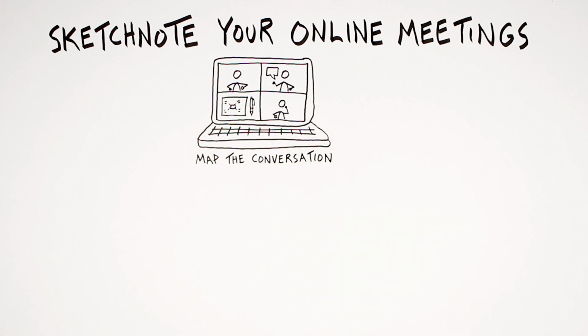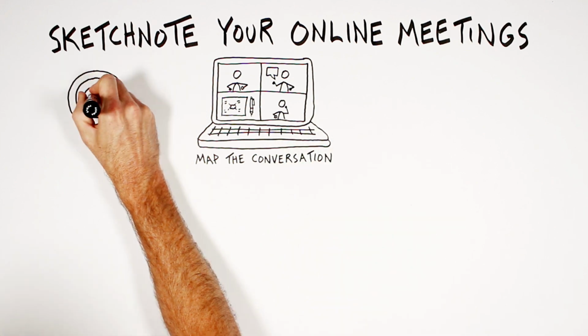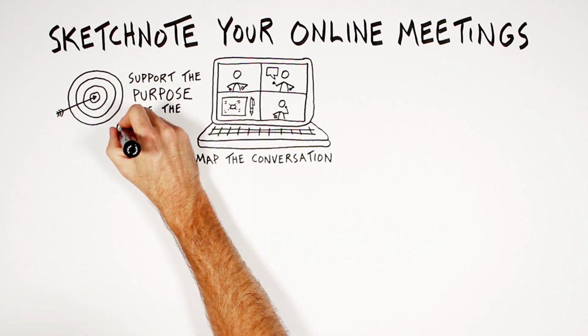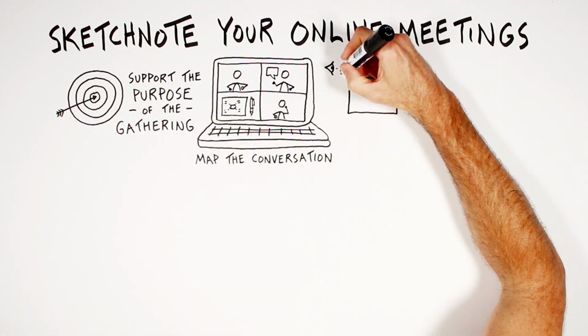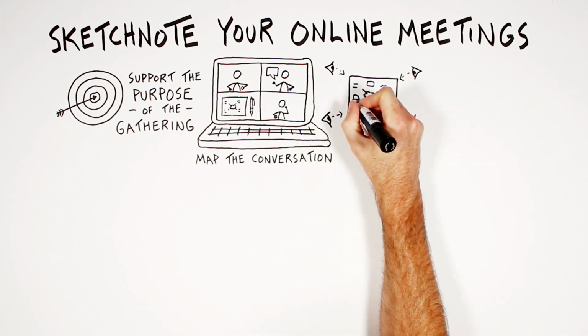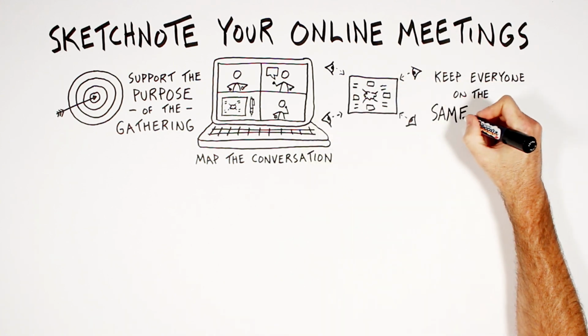By mapping out the conversation in that visual way, you're supporting the purpose of that gathering and making sure that your team gets the most out of it. You do that with this visual record that helps to keep everyone on the same page.